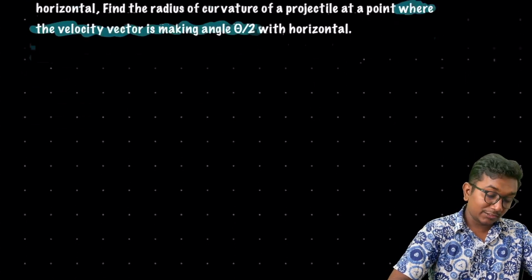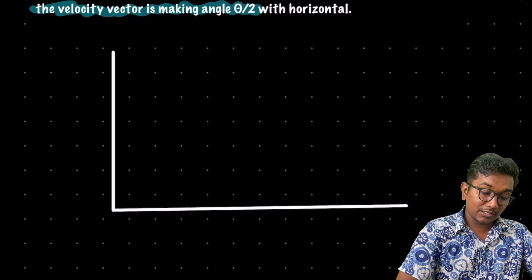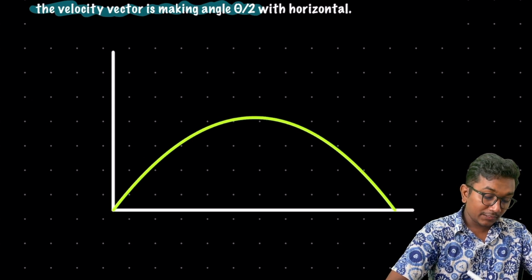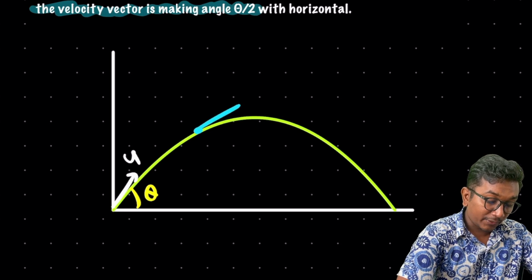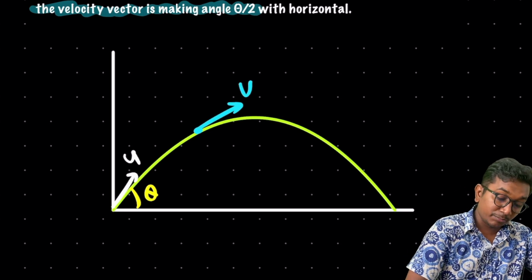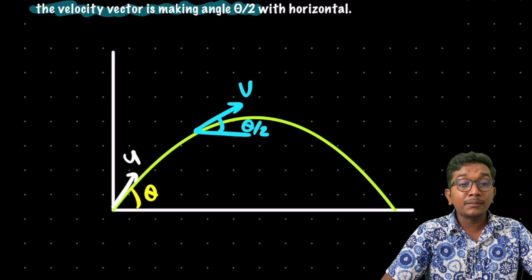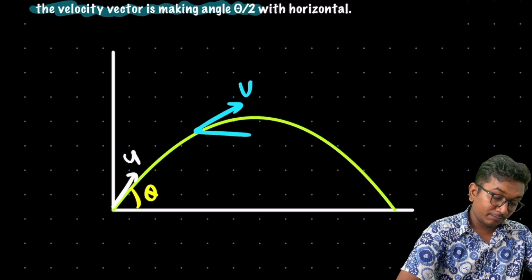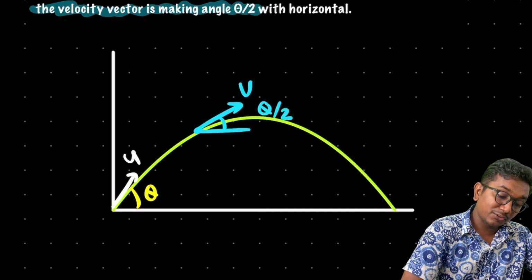So let me just take an example like a projectile. As you can see, I'm just drawing a projectile here. So initial velocity is given u, and it makes an angle theta with the horizontal. And at a point, let's say there is a point where the velocity vector is making an angle theta by 2 with the horizontal. At that point, we want the radius of curvature. This has to be horizontal, correct? Yes, this is theta by 2.